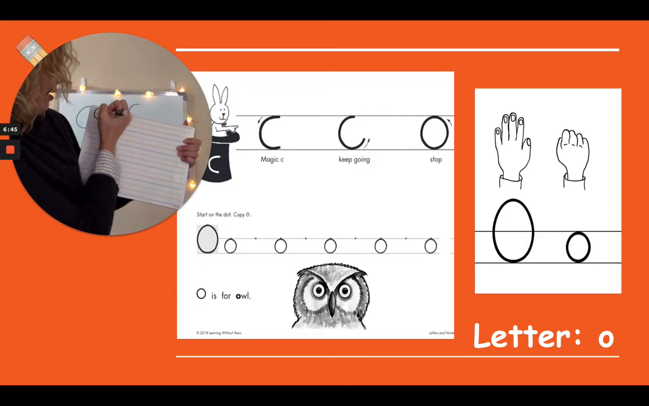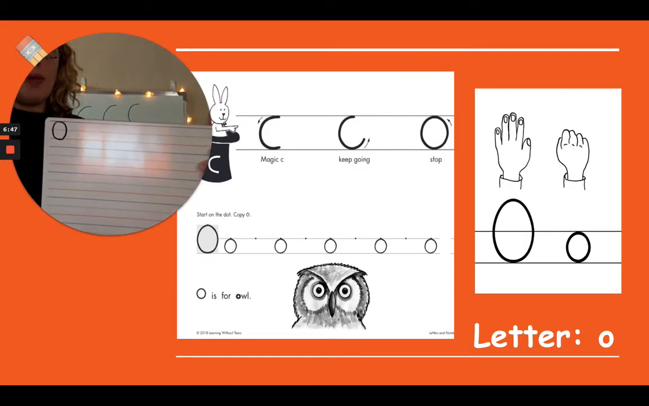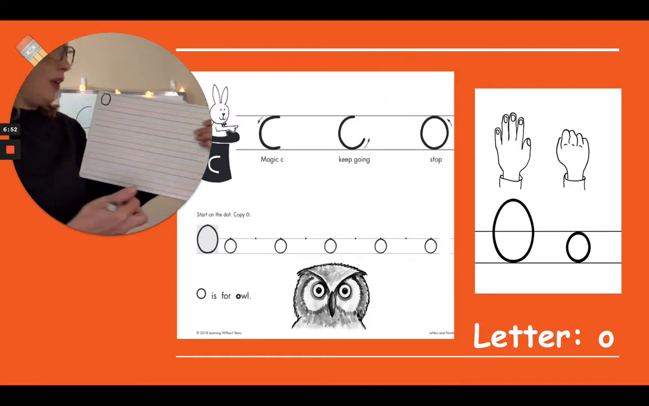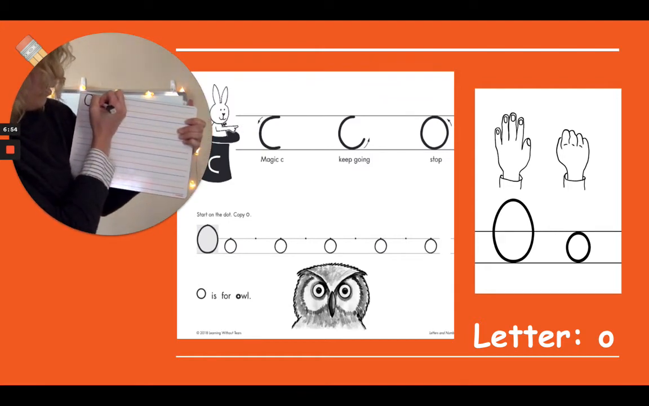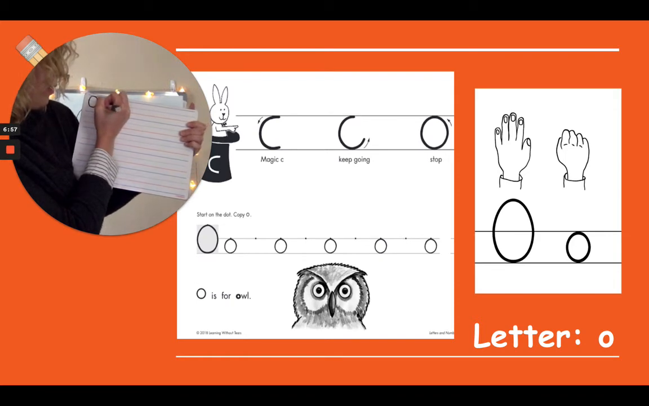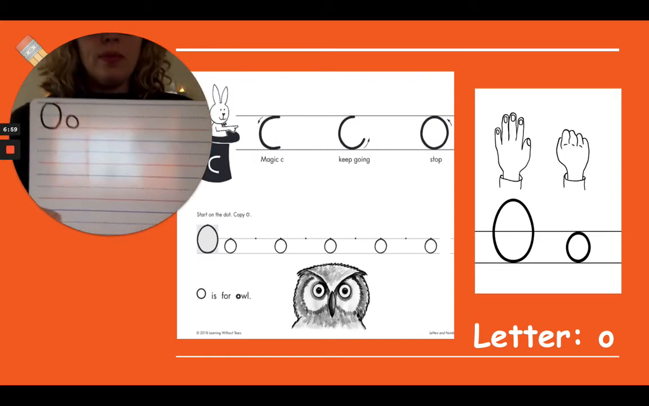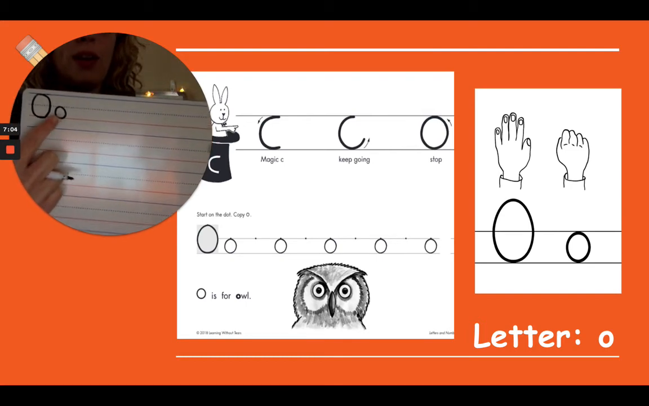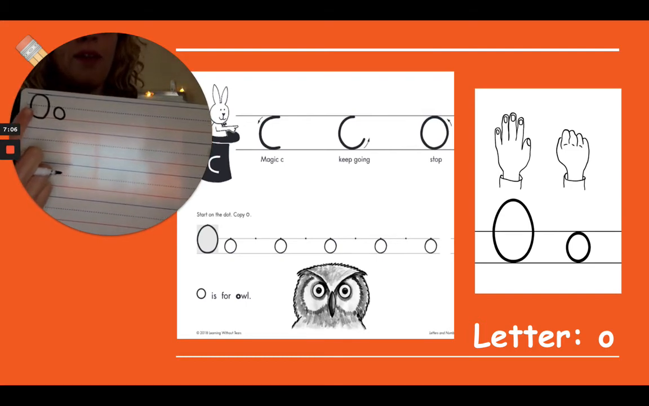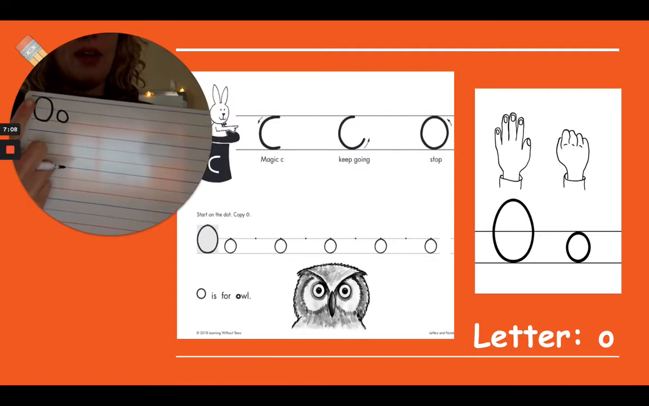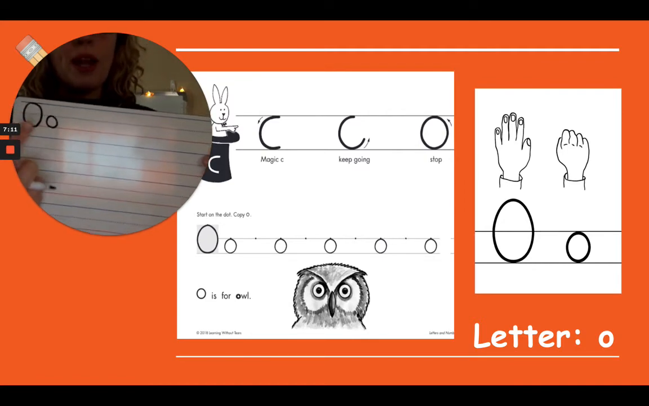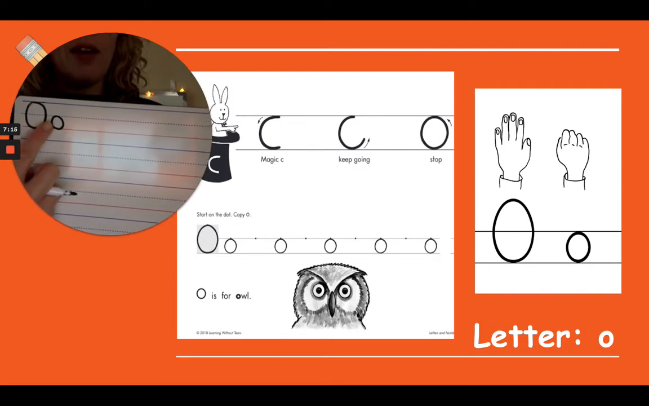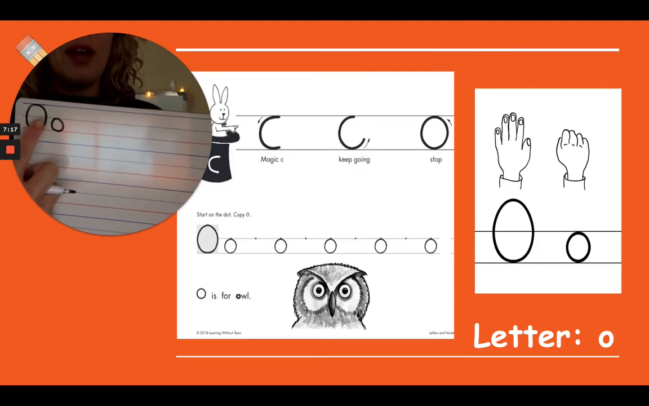magic C, keep going, and we made our O. Good. Now for our lowercase, magic C, keep going. Do you see how Miss Kelly stayed inside these two lines right here? So right here, her capital O, it goes above this line and then up to the top because it's a capital or an uppercase. For our lowercase o, it stayed inside the lines right here. So it didn't pass this line. It stopped right on the line right there.